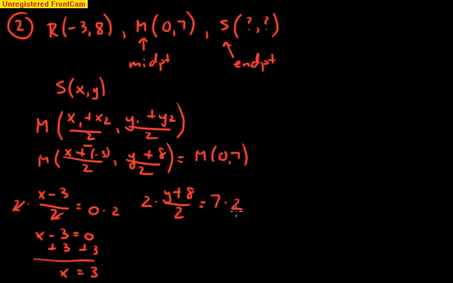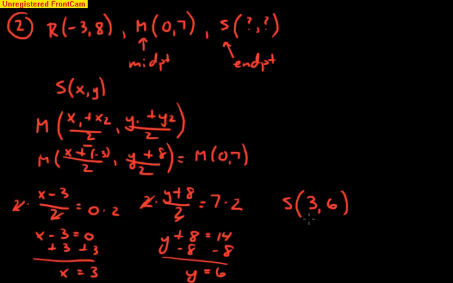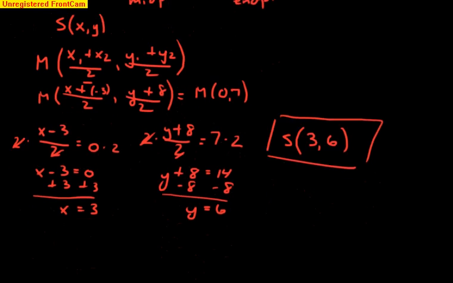Over here, multiply by 2 on both sides. The 2's cancel. We get y plus 8 equals 14, and we'll subtract 8 from both sides, and we get y equals 6. So your coordinates for S are going to be 3, 6. And again, that's the other endpoint. So that is if they give you the midpoint, find the other endpoint. Very important you know how to do that problem. Okay, moving on to more about bisectors.